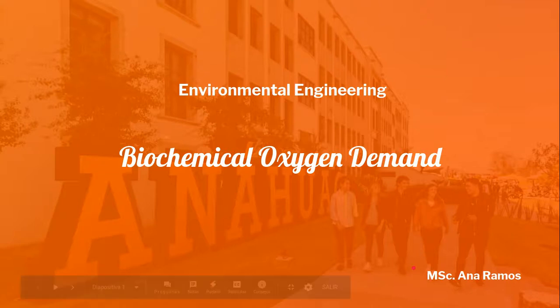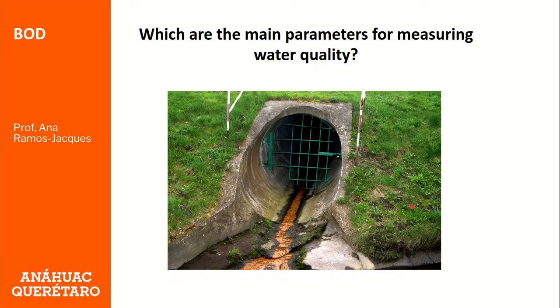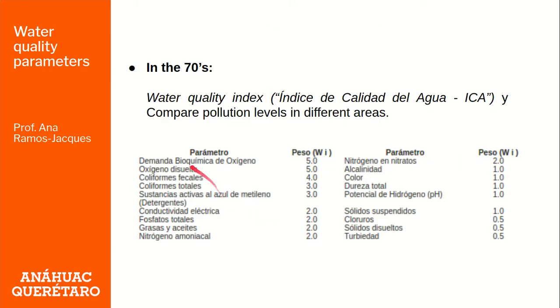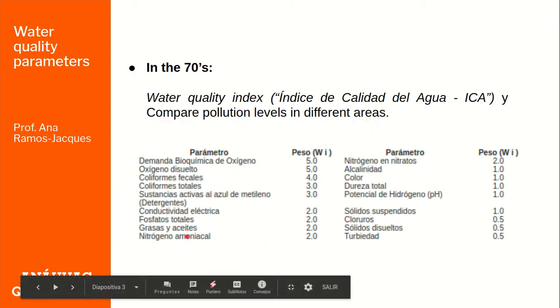Hello everyone. In this session we are going to talk about biochemical oxygen demand. Which are the main parameters for measuring water quality? In the last class we studied chemical and physical characteristics, and some parameters studied in the 70s are the water quality index, which compares pollution levels in different areas, and we have the parameters here.